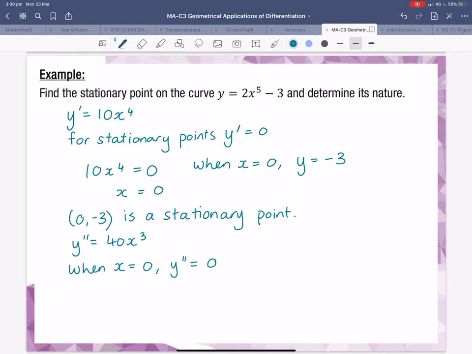So we do need to have our x value and our second derivative value. So 0 is the one. So we need to test values either side of 0 in the second derivative. And that's actually pretty easy.